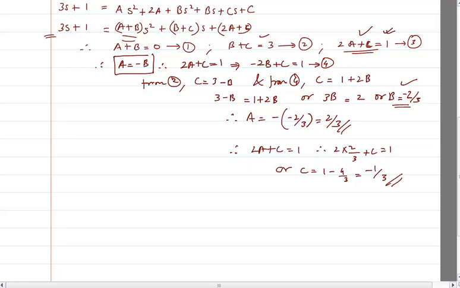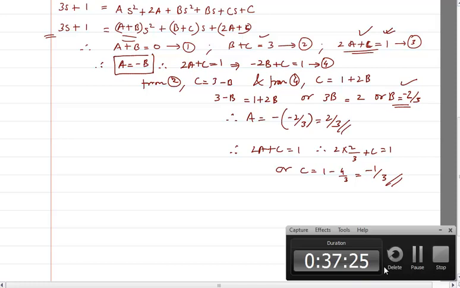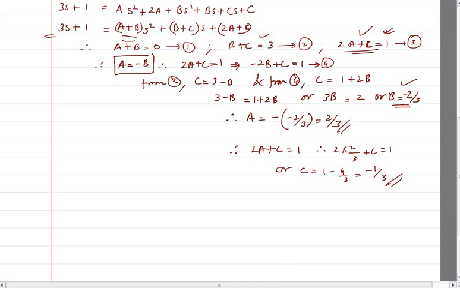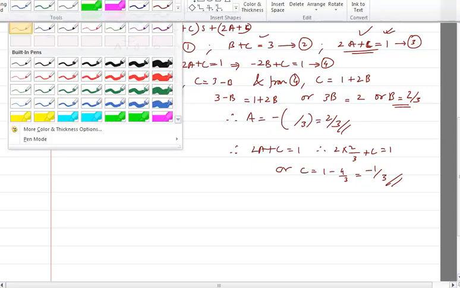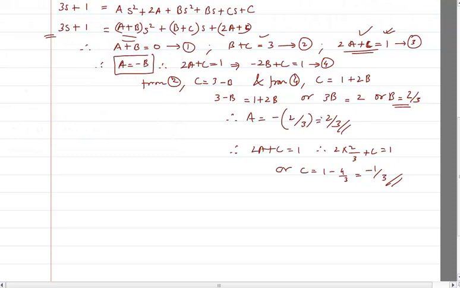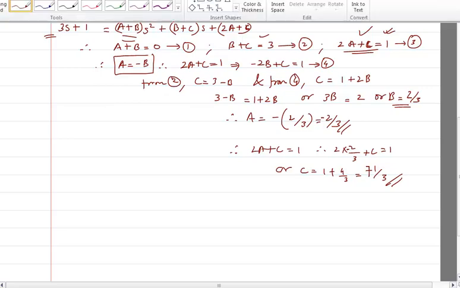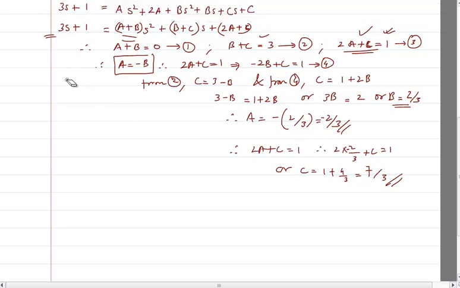Let me see if I have done some mistake here. I have to be very clear on this one. Let me just hold on. Yeah, so this one should have been plus. I made a mistake here. This is 3b is equal to 2, so it is 2 by 3. So this is going to be minus 2 by 3, and since this is also minus 2 by 3, this is minus, and this here becomes plus, so it becomes 7 by 3. Sorry, so it is 7 by 3.